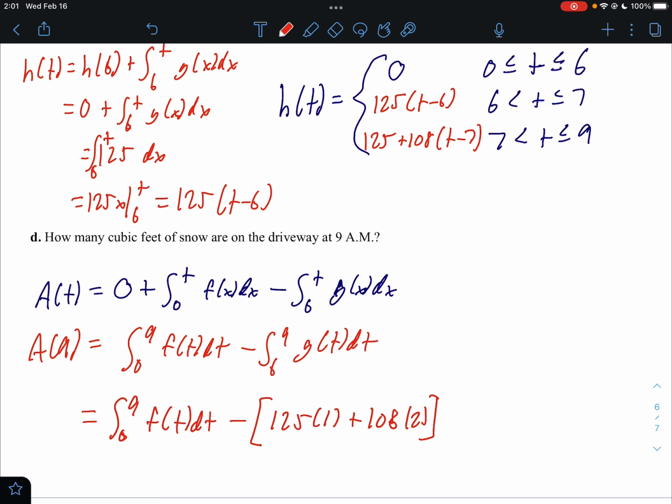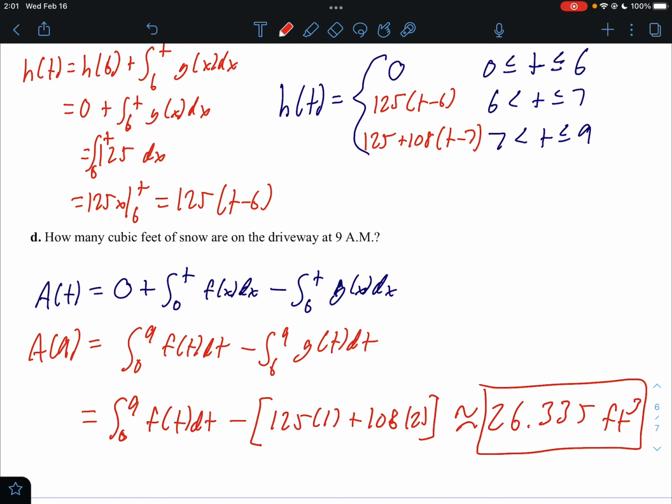All right, we can type all that in our calculator, and our final answer would be 26.335 cubic feet. So at 9 o'clock, there's only 26 cubic feet left, which isn't that much. You can clear that up in maybe another 15 minutes or so.